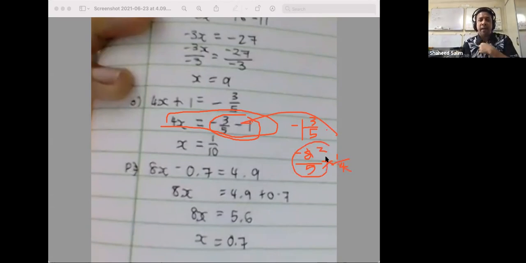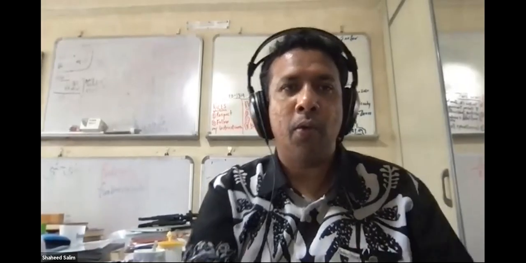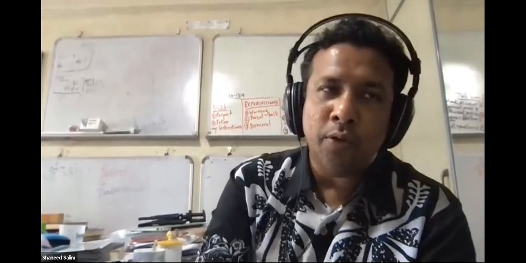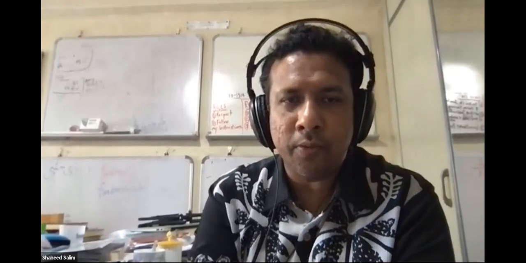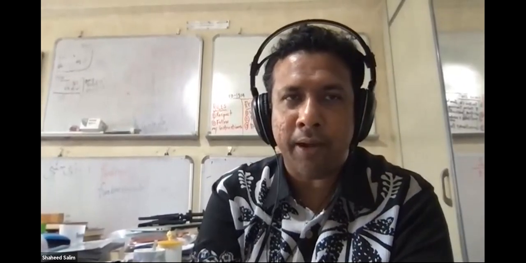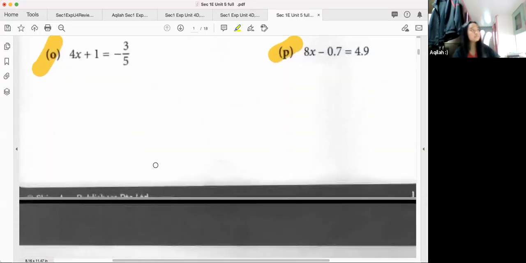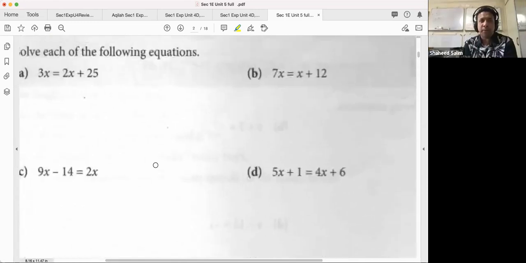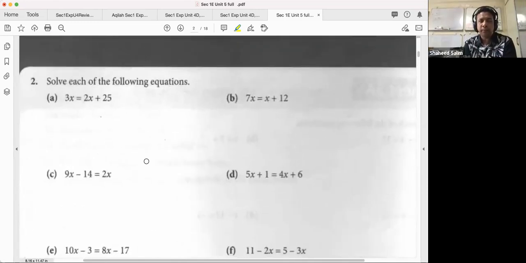Okay, let me see the last one. I have not done the last one. This is your working, right? Yeah, 5.6. Okay, well done. So more or less, you are quite okay, lah. Last year, you were okay, right? This level, you are still okay, right? We move to the next one.